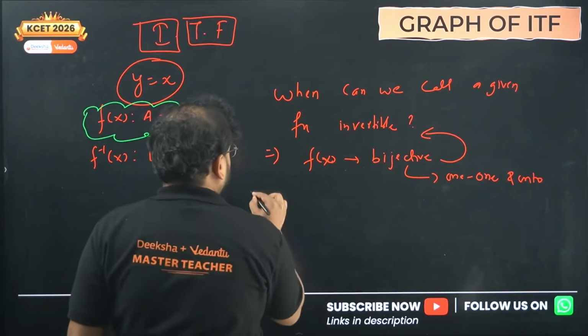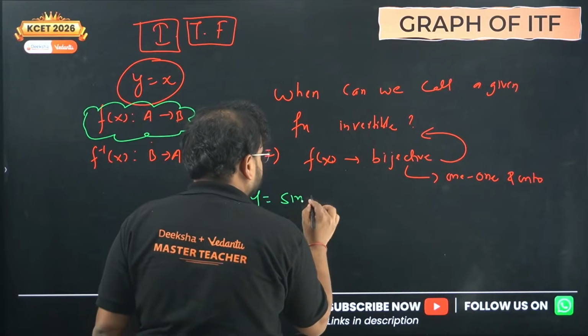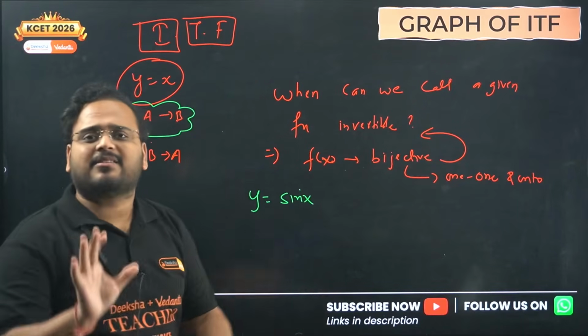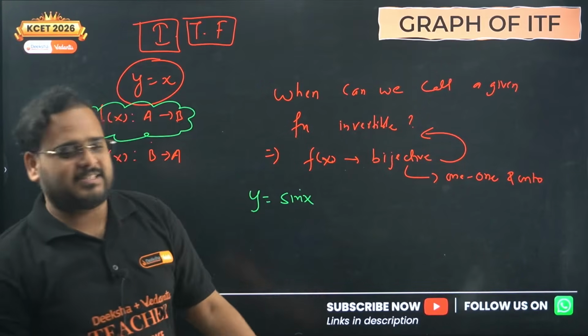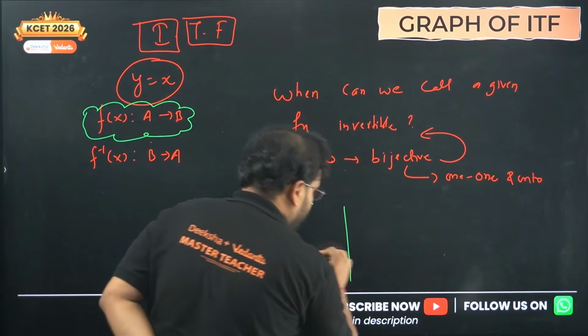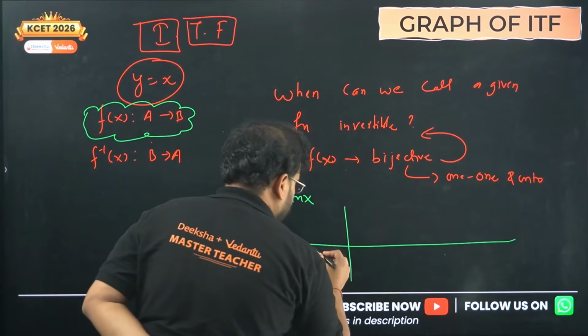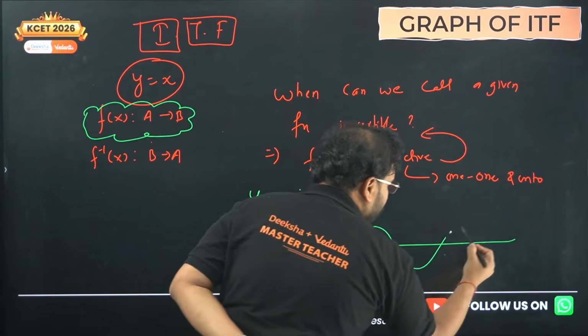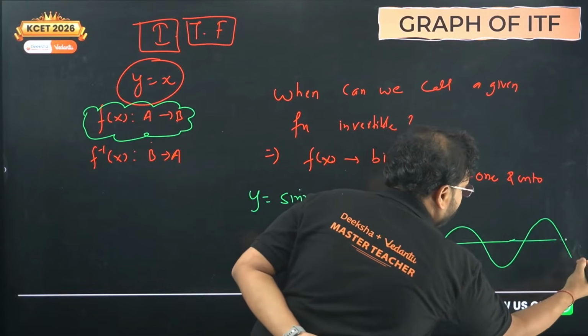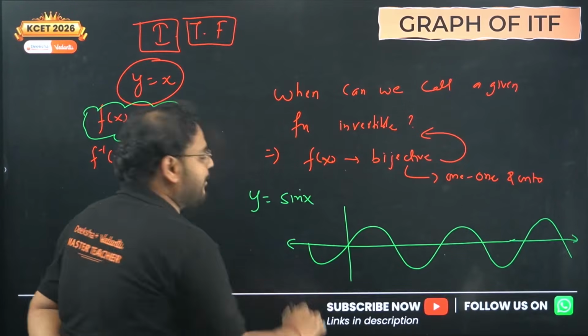Let's try and understand this. Y equal to sin x. Y equal to sin x, first graph, my favorite, the easiest. Let's draw the graph. Sir, this is wrong. Is it wrong really? All of you, tell me, do you remember the graph of y equal to sin x?